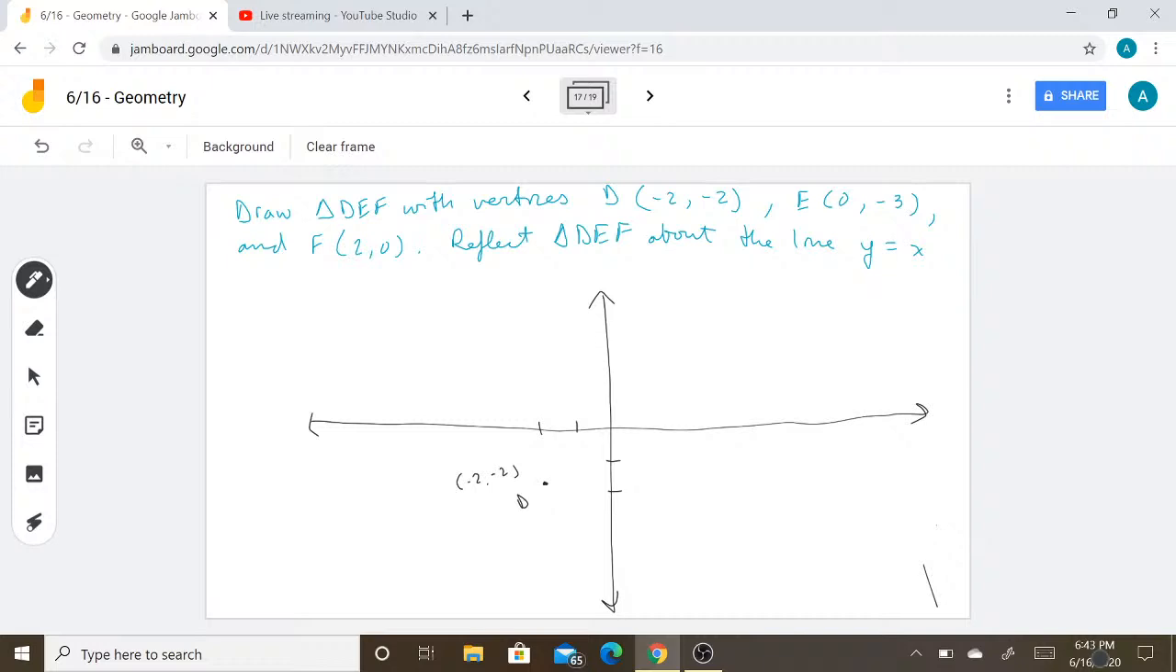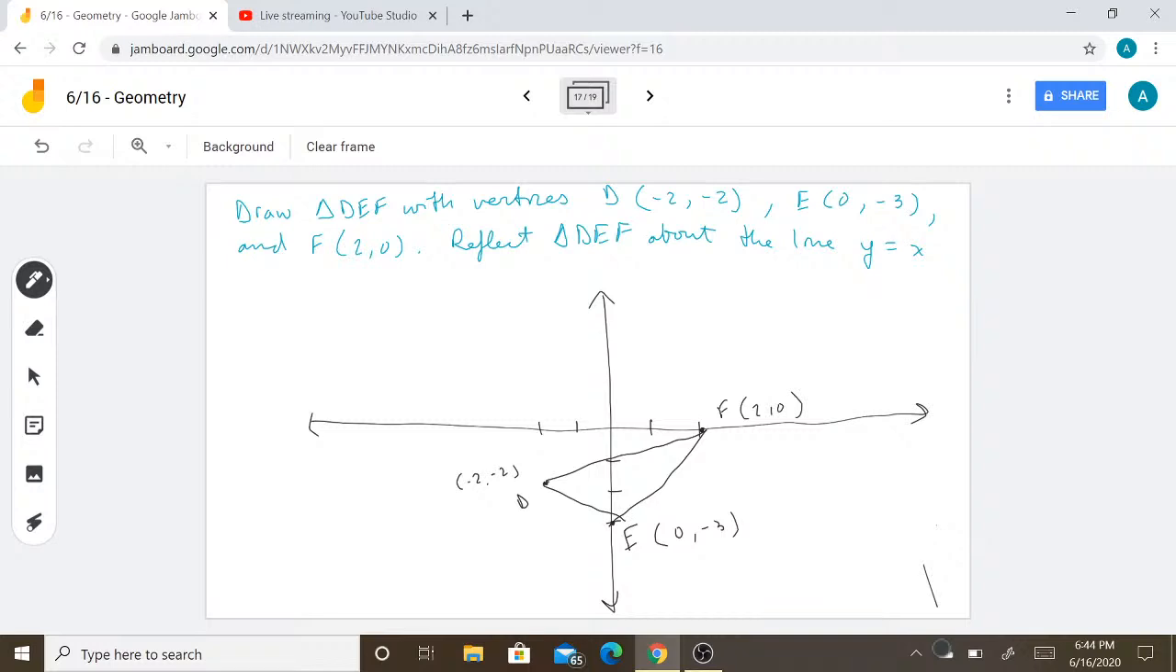Then we have 0, -3 for E. And then we have 2, 0 for F. So if we combine these, it creates this triangle.